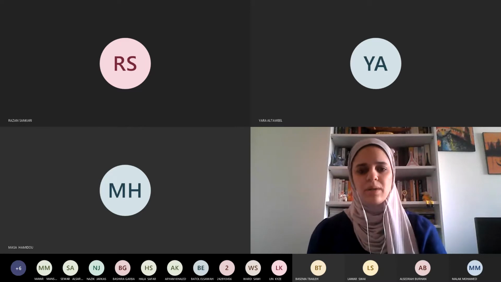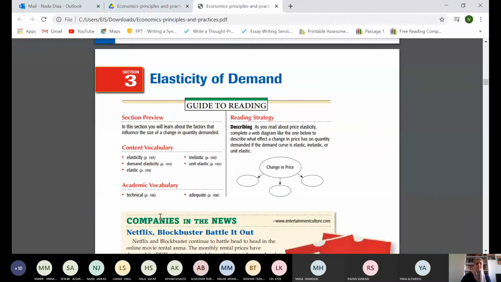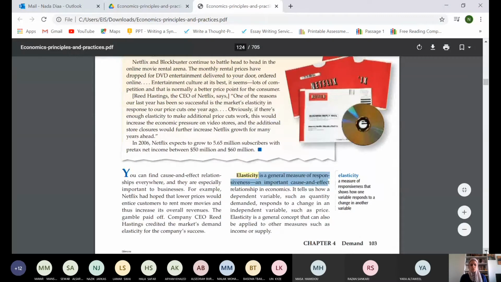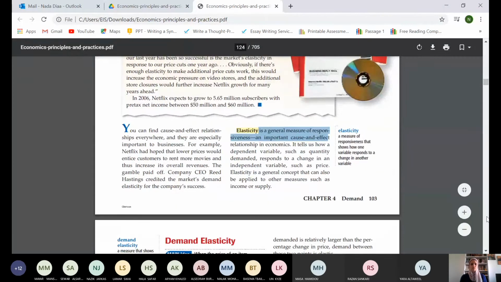Girls, today we'll take chapter 4, section 3, elasticity of demand. What is elasticity and what is demand? I will tell you everything now. So if you have the book, you find our lesson on page 103 till 109, this section. Okay?